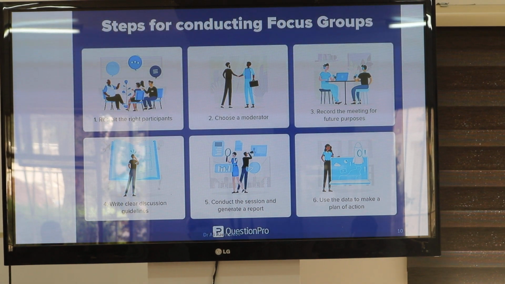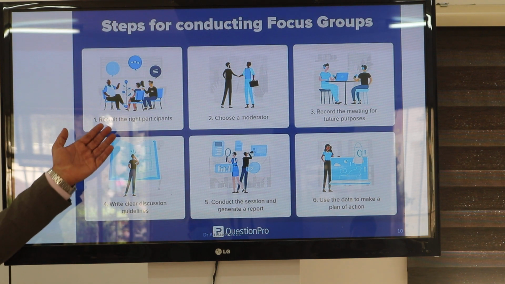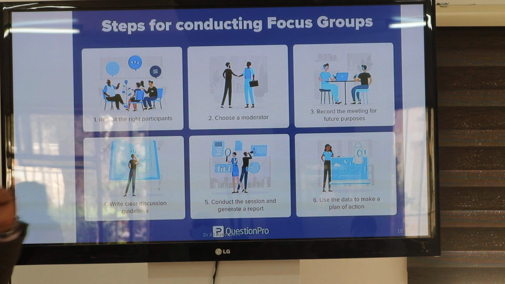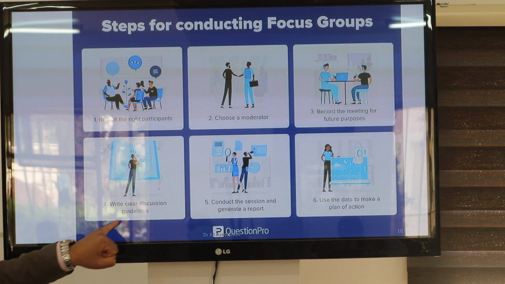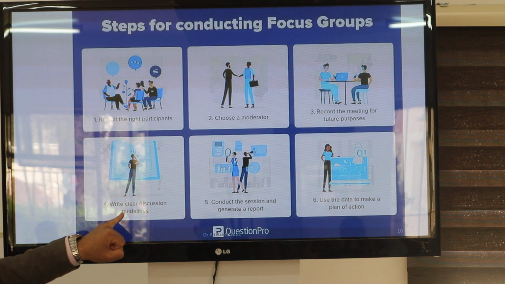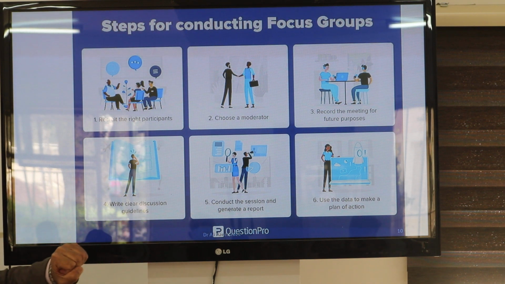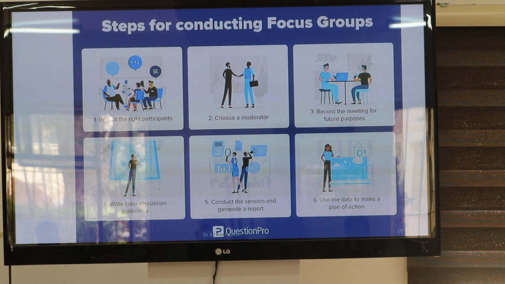So in general, in the focus group, after we recruit participants, we choose a moderator, the person who is taking the notes or dealing with the focus group. We need to record the meeting, write a clear discussion guideline, conduct the session, generate reports, and use the data. Make sure your recording is transcribed.